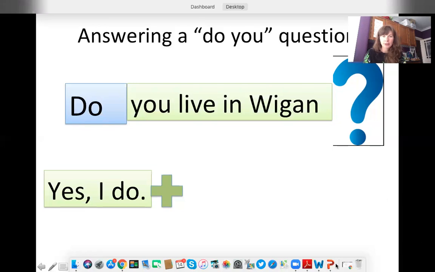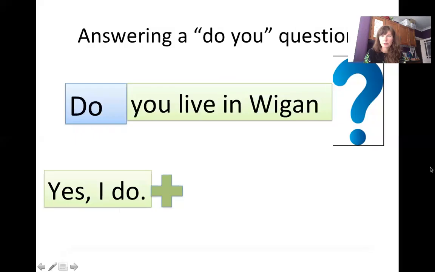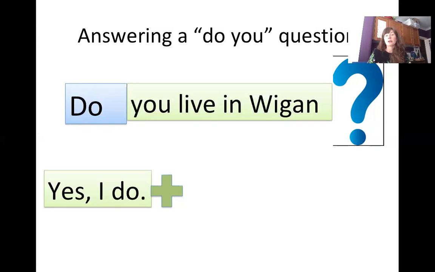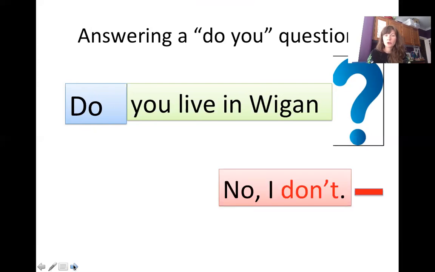Okay, next question. Sorry, not next question. Oh, what is going on with my computer? I'm sorry. Here we go. Back on track. So maybe you do live in Wigan, and if you live in Wigan, you say, yes, I do. Now, not everybody lives in Wigan, so maybe you don't live in Wigan, in which case you have to say, no, I don't. Right, so that is for nice, short answers.